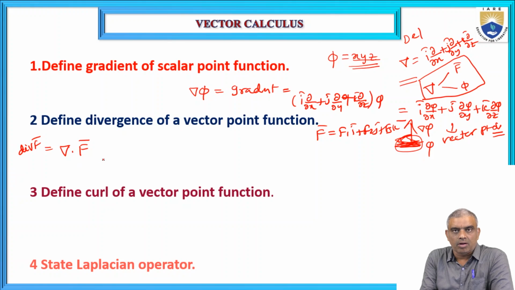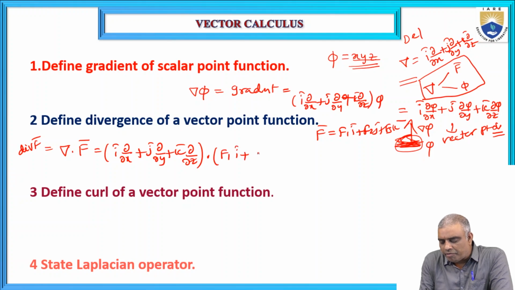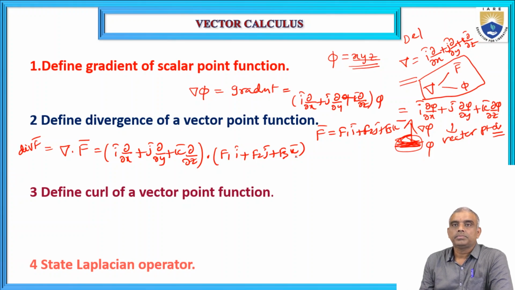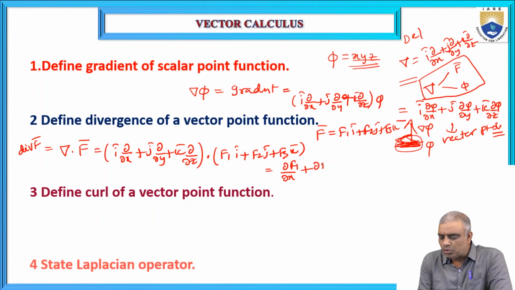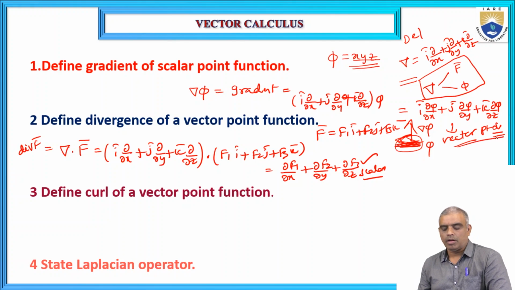It is defined by del dot f bar. What is del? i bar dou by dou x plus j bar dou by dou y plus k bar dou by dou z, the dot product with f1 i bar plus f2 j bar plus f3 k bar. The dot product gives dou f1 by dou x plus dou f2 by dou y plus dou f3 by dou z. Clearly it is a scalar function. The divergence is always scalar. The gradient is always a vector point function.